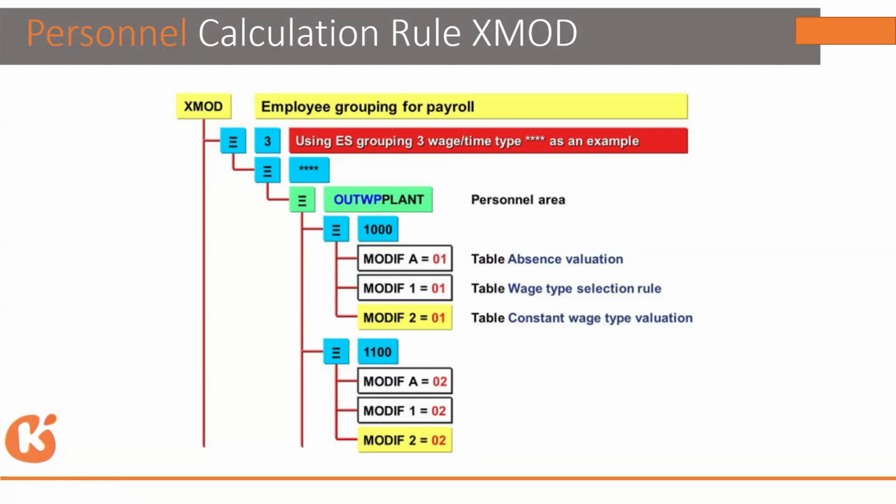There are various ways through which you can write your PCR. Sorry for the interruption. Here it is written modif A is equal to 1, modif 1 equal to 0, 1. Honestly speaking, I don't understand how the consultants write this.